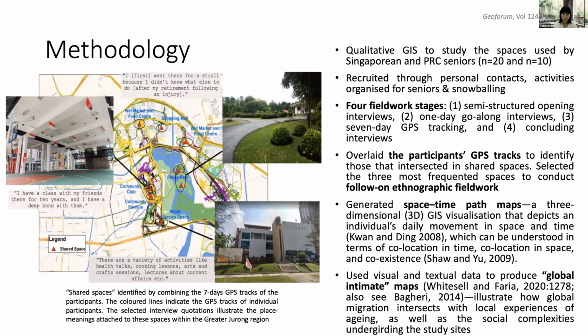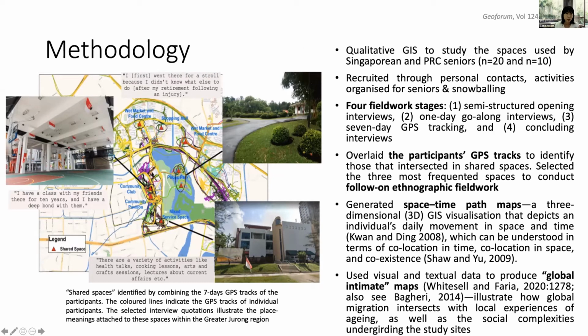And the space-time maps can be understood using Shaw and Bree's framework of co-location in time, co-location in space, and coexistence. Another way in which we contributed to the qualitative GIS methodology was that we used visual and textual data to produce what Whitesell and Faria have called global intimate maps. So I'll share with you these maps later.